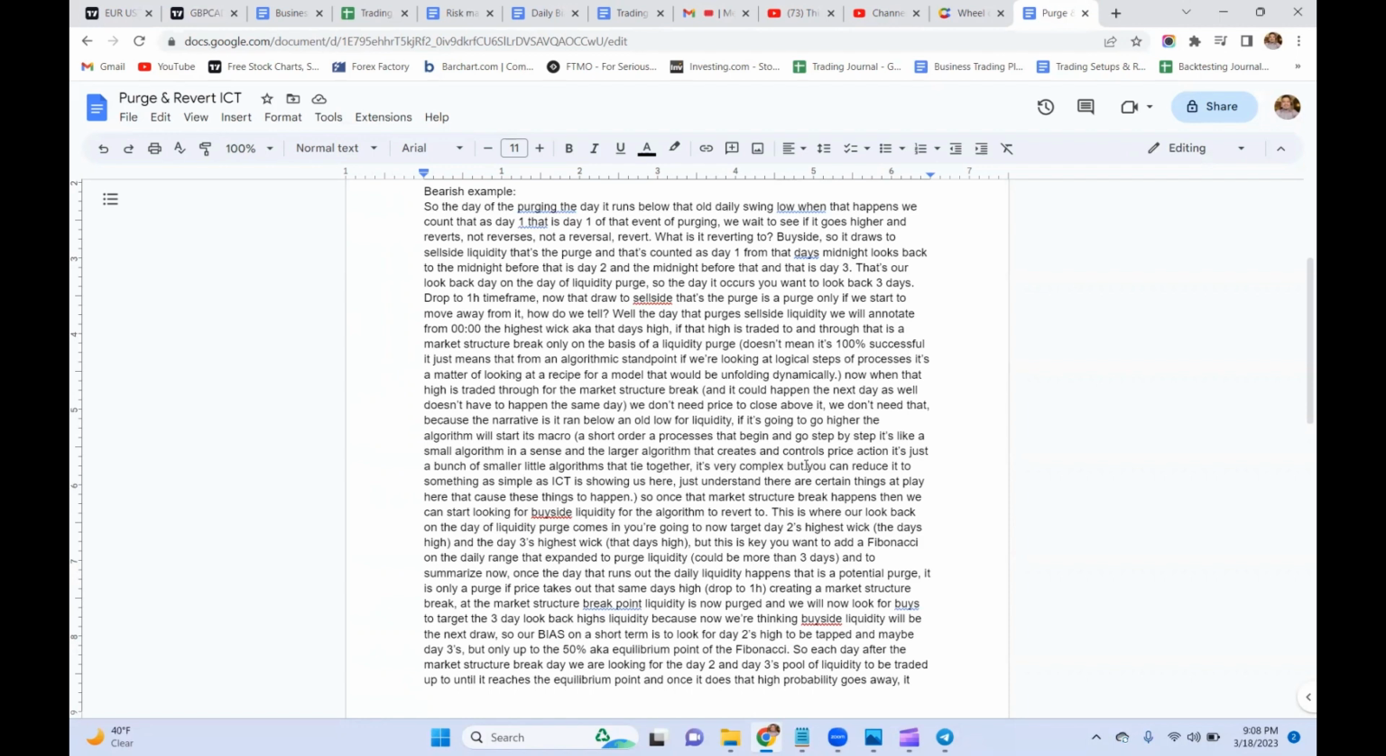it together. It's very complex, but you can reduce it to something as simple as ICT kind of demonstrated in that video. You could go watch it as well. It's ICT's Purge and Revert video. It's like the only one titled Purge and Revert. You could go watch this. Just understand there are certain things at play here that cause these things to happen.